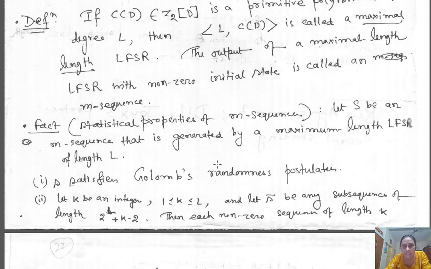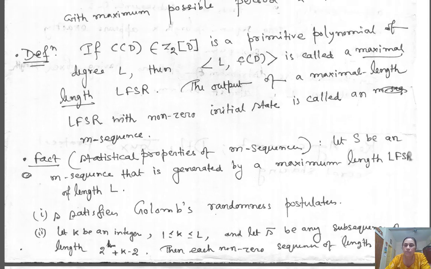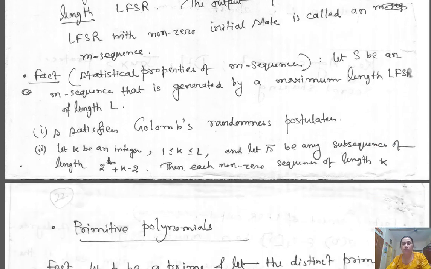Let us just mention here why we are discussing these M sequences: they have some nice statistical properties. If S is any M sequence, that means you start with a non-zero initial state for a maximal length LFSR, then you get an output sequence that is your M sequence. And what is the length of the M sequence? 2 to the power L minus 1. The M sequence has nice statistical properties. It satisfies Golomb's randomness postulates.